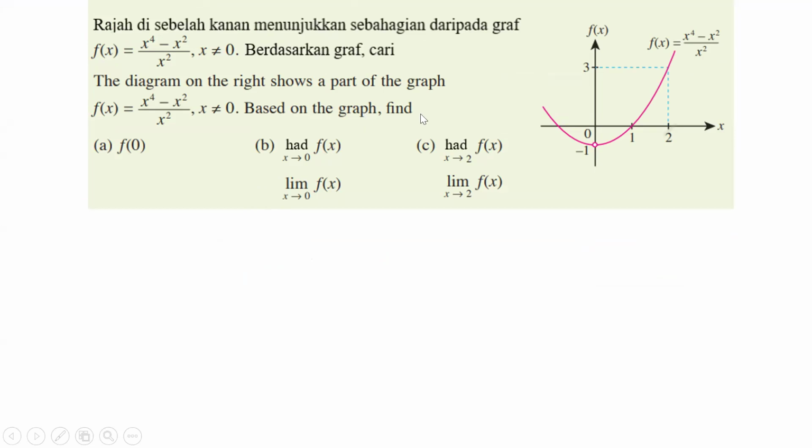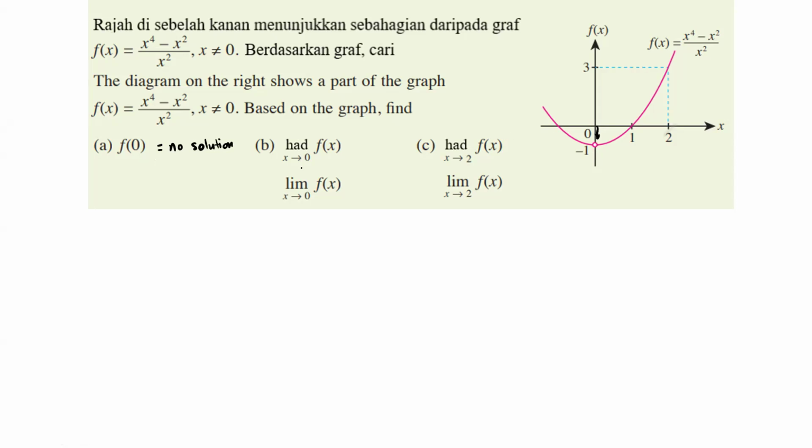Now the diagram shows f(x) equals x to the power 4 minus x squared over x squared. Now your x can never be 0. So based on the diagram, we need to find f(0). Now x can never be 0 already. So what is f(0)? f(0) is no solution. Understand? Based on the diagram, when x is 0, you go down. There's an empty hole there. That means there is no point situated there. Therefore, when x is 0, there is no y. So no solution.